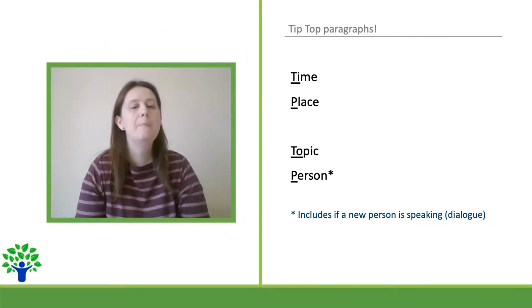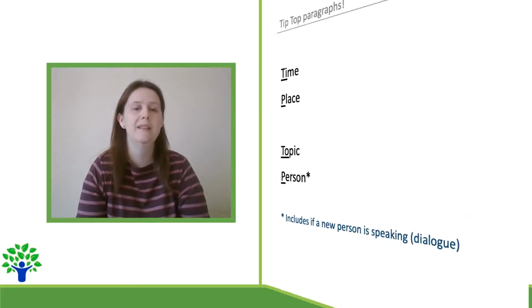A good way of remembering when to use a new paragraph in your writing is Tiptop. So this refers to time, place, topic, and person. The person also includes if a new person is speaking, such as if you're using dialogue in your writing. Often you can just indent the line to show this.